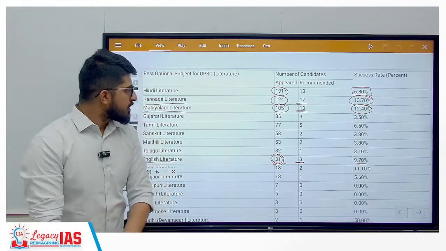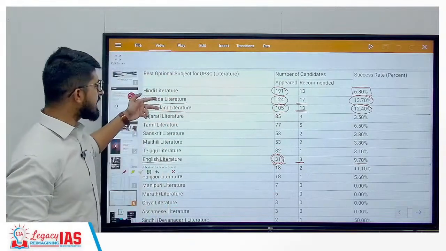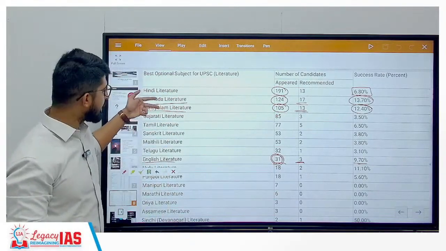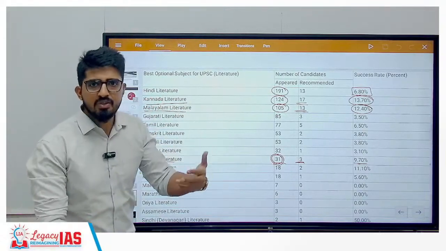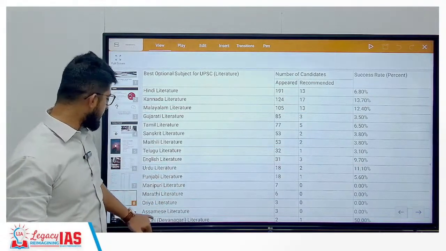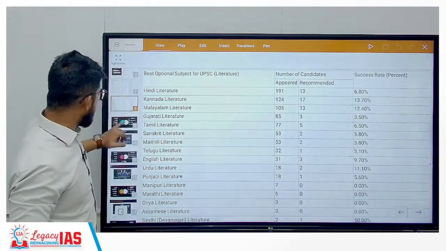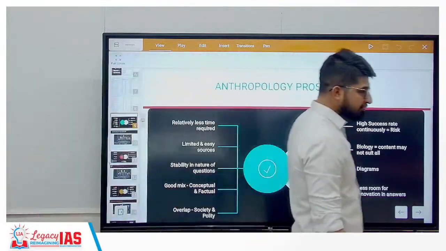Okay. So more than 100 people choosing an optional, these two, if somebody is choosing literature as an optional, Kannada and Malayalam literature, the chances are good. However, there are some caveats, some cautions regarding choosing literatures as an optional. We'll come to that later.